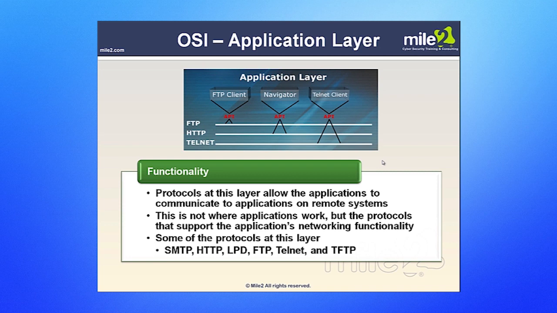The top layer is the application layer of the OSI model. It's a 7-layer model. This layer is the closest to the user. The protocols of this layer allow the applications to communicate to applications on remote systems. You can also think of it as interacting with applications that we run on the PCs. Don't think of them as the actual applications like Microsoft Word or Excel, but think of them as interacting with those applications. Some protocols at this layer: SMTP, HTTP, LPD, think Linux, Telnet, and TFTP.